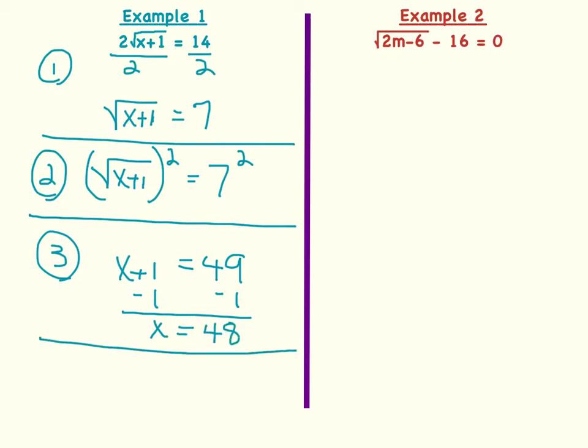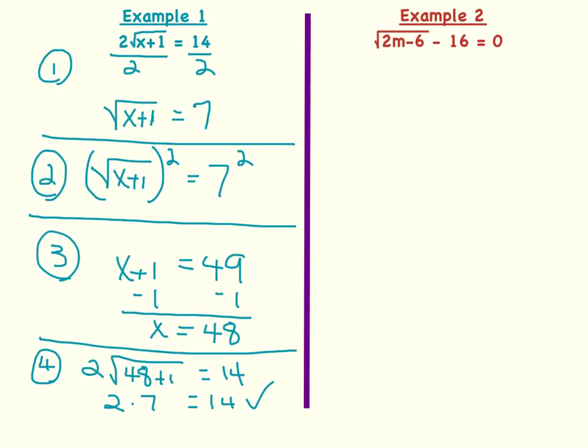Now I'm ready to check my work, which would be step number 4. And all I do is take 48 and plug it in for x in the original equation. So I have 2 times the square root of 48 plus 1 equals 14. Now, I know that 48 plus 1 is 49. I know that the square root of 49 is 7. So basically, on the left side of the equation, I have 2 times 7. And on the right side, I have 14. And yes, that checks out. So we have solved for x.